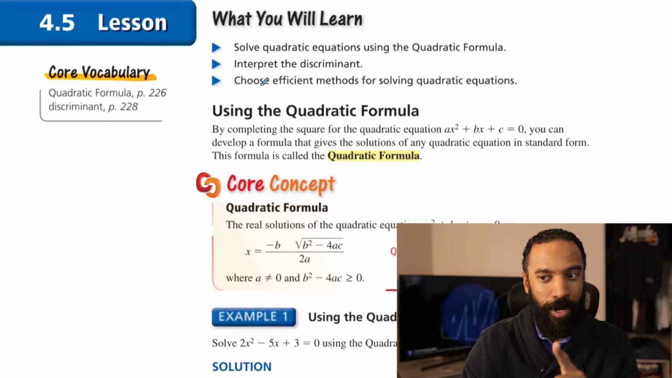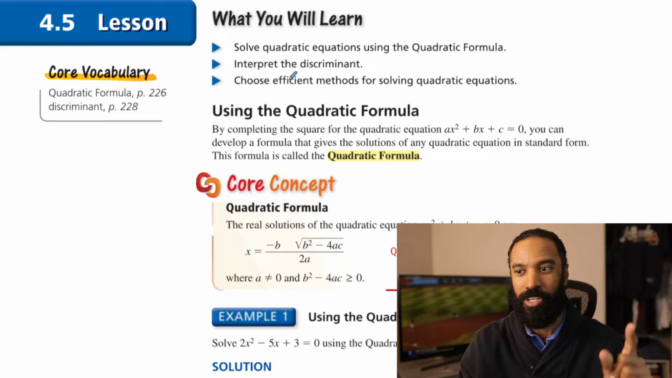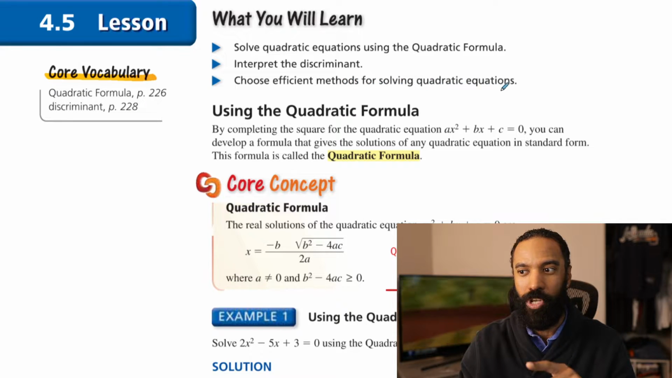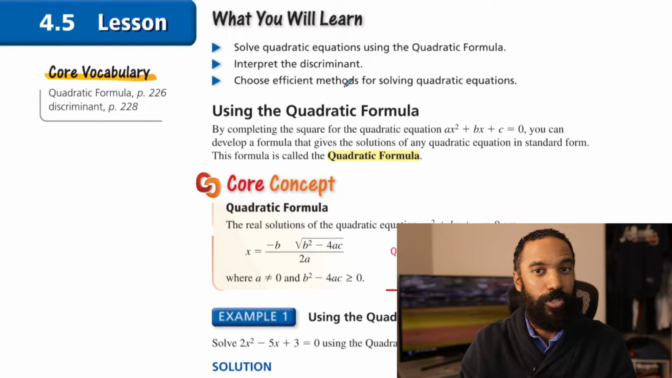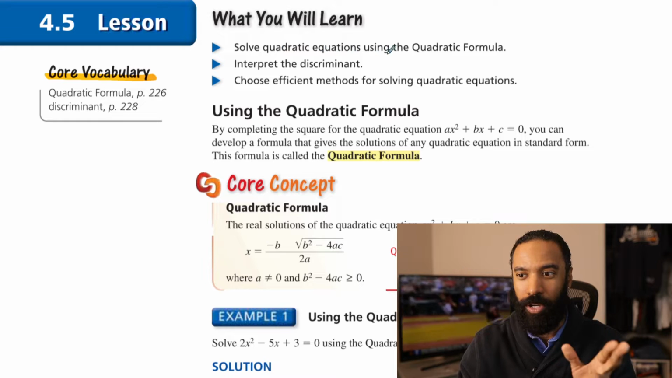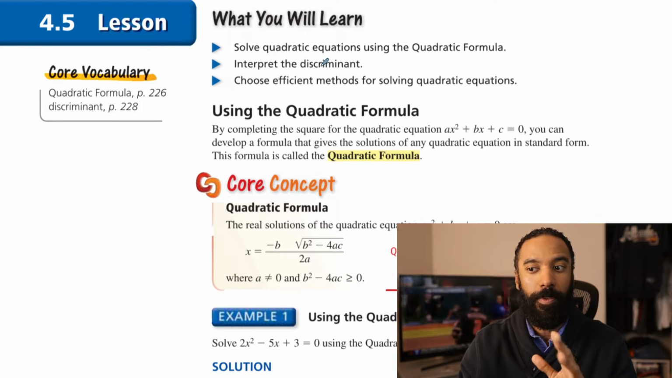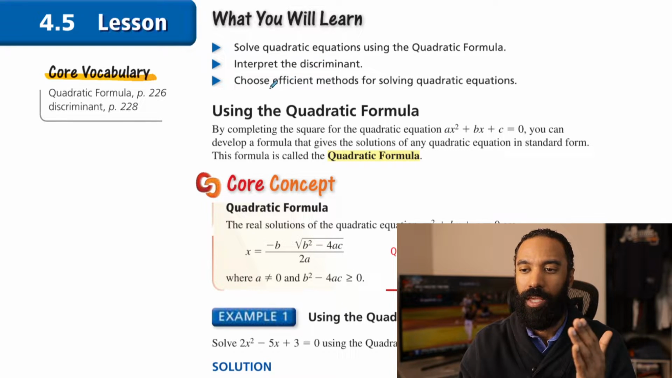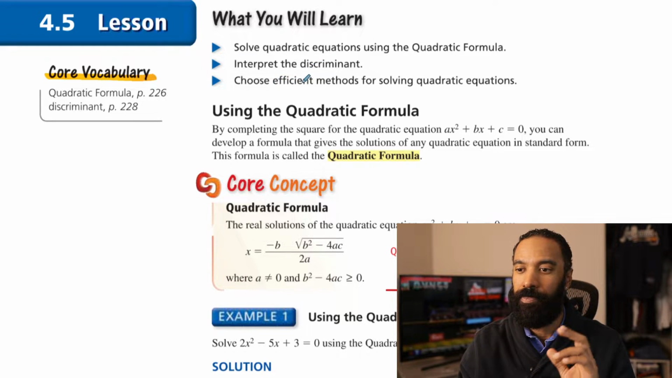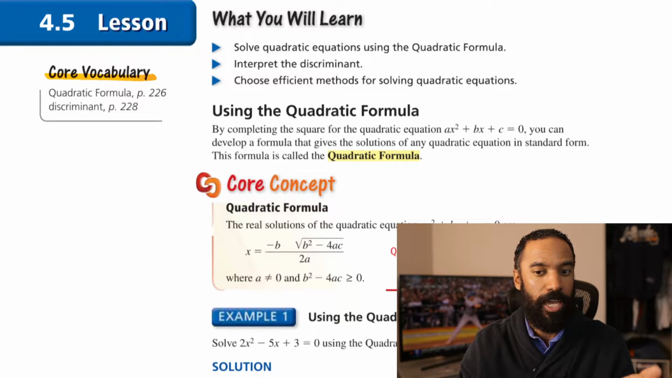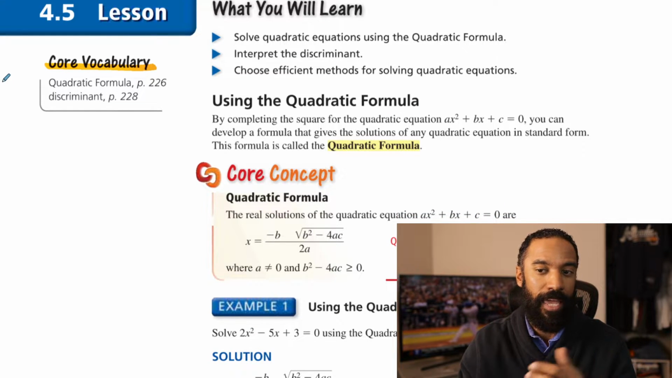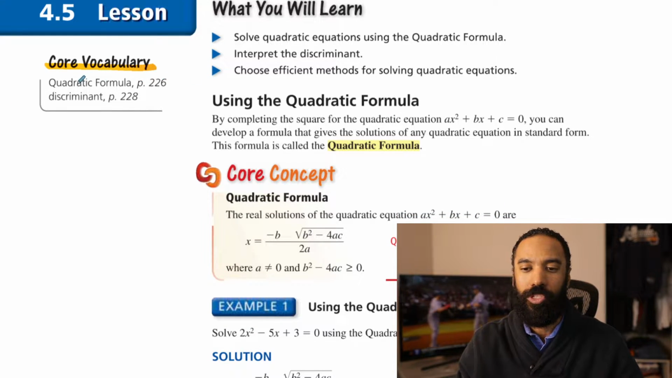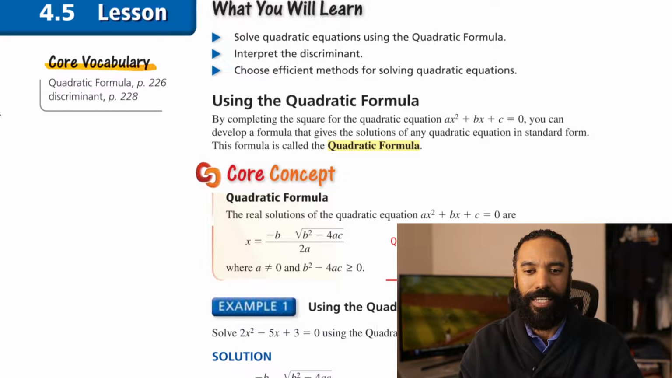In fact, I love what I'm reading right now, and hopefully we get to talk about this. Choose efficient methods for solving quadratic equations. You don't always use quadratic formula, but we're going to solve using the quadratic formula. Interpret the discriminant. This is a portion of the formula itself, and we'll get into that. I'm sure the book will, and I'll wait till they say it. And choose efficient methods. Hopefully they start talking about when you should choose what and why, and if not, I'll talk about it. So the two new terms are quadratic formula and discriminant.